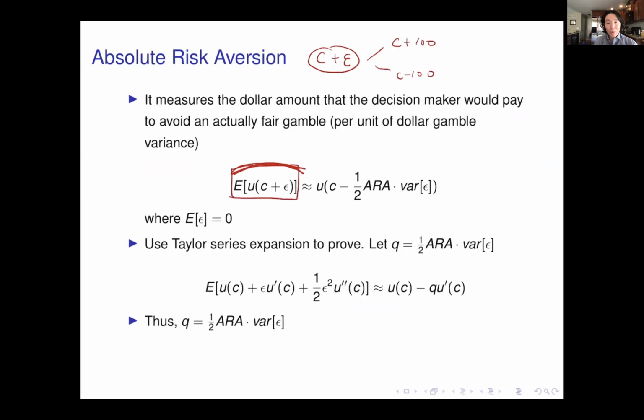And of course, you're risk averse. You don't like this uncertainty. So you want some discount in your level of consumption, but you want it for sure. There's no expectation. It's a constant utility. Now, this is what's called a certainty equivalent.